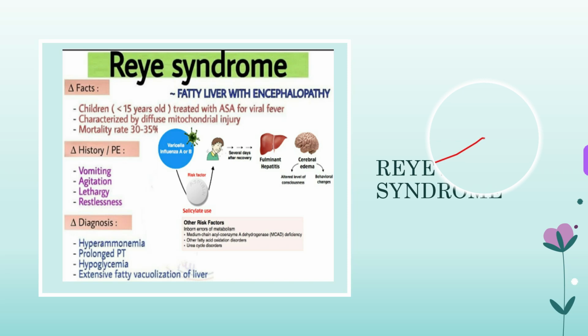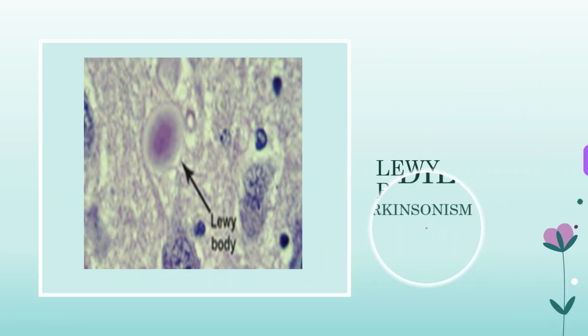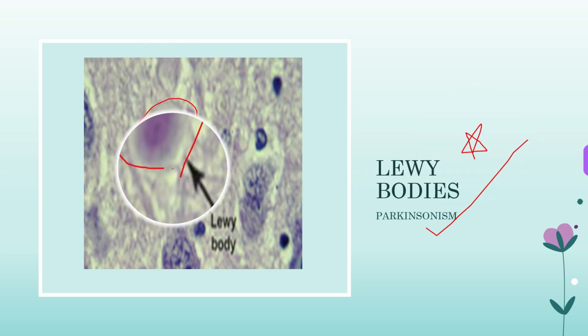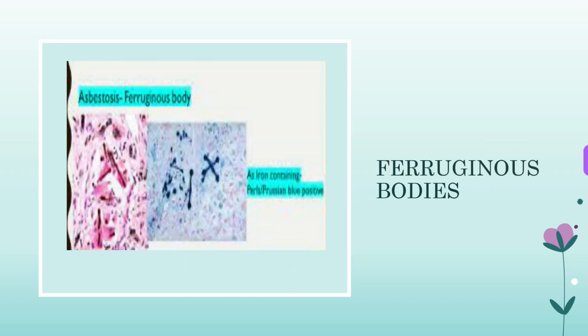Next, very important, Lewy bodies. So I think everybody knows this, that Lewy bodies are found in Parkinsonism. One is Lewy bodies, second is asbestos bodies, or you can say ferruginous bodies. So ferruginous bodies or asbestos bodies are seen in asbestosis and Lewy bodies are seen in Parkinsonism.